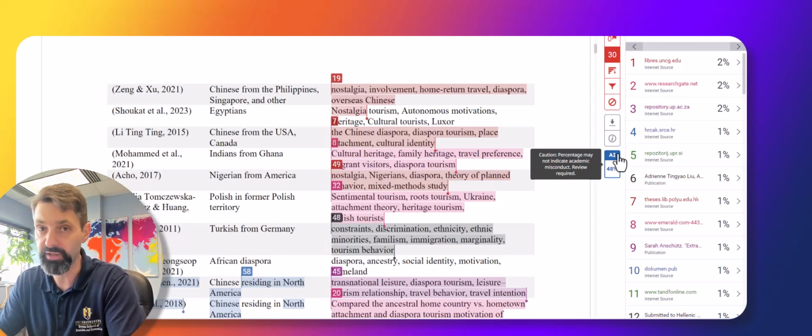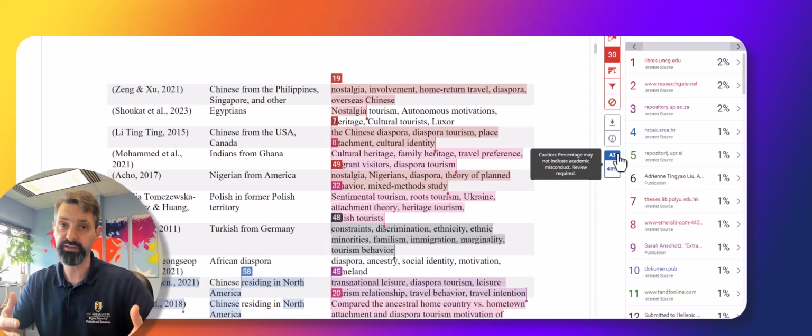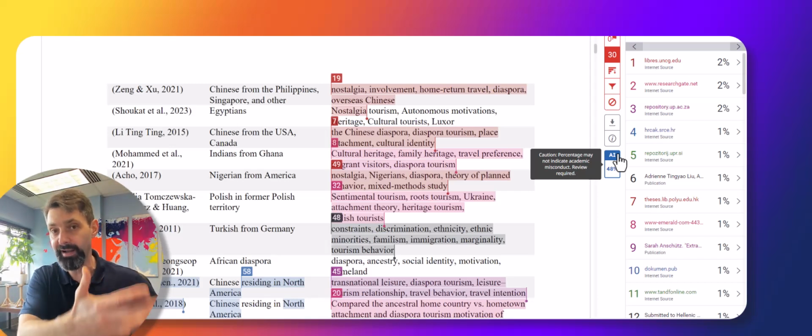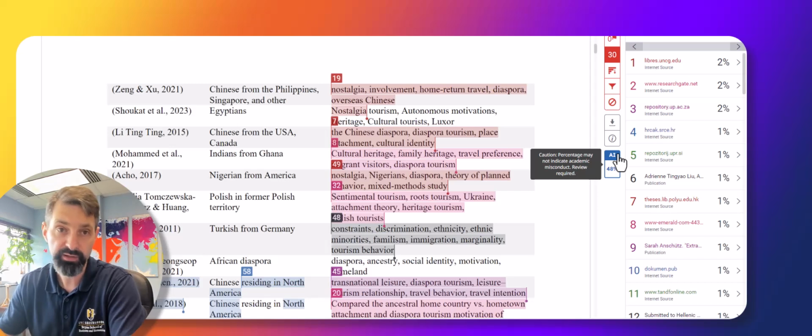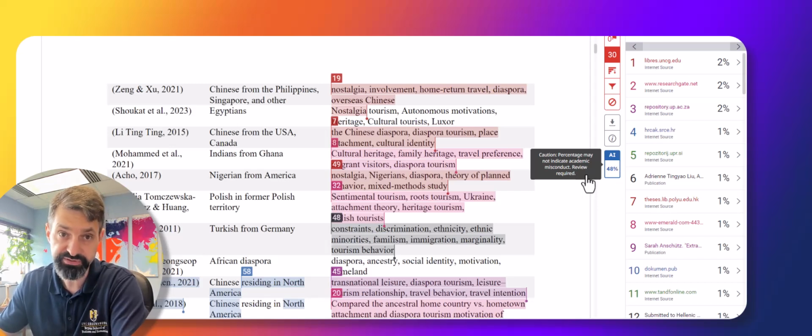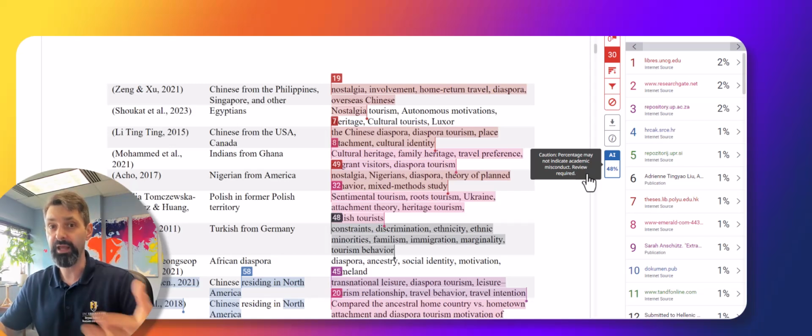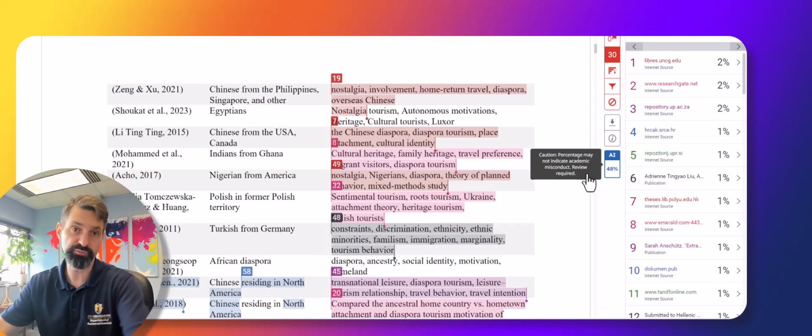And I'm not sure if the journal asks for the disclosure of whether or not and how exactly AI was used. But at the very least, it should be, as it says actually here, caution percentage may not indicate academic misconduct. So I would not jump to the conclusion that there was any academic misconduct or cheating or plagiarism going on here.